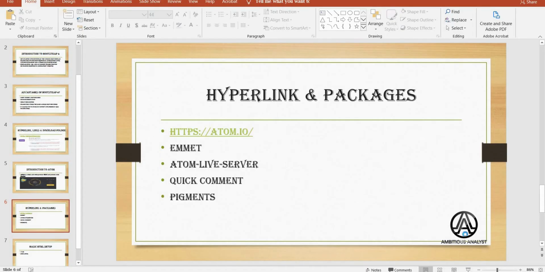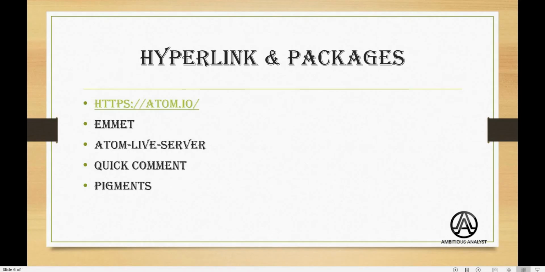So there's the hyperlink. We're going to be downloading Emmet and Atom Live Server, Quick Comment, and Pigments, and those are all packages that you can download. Emmet is the most useful one because it lets you type in div and then press tab and then it does the whole tag for you, which is a really big time saver.